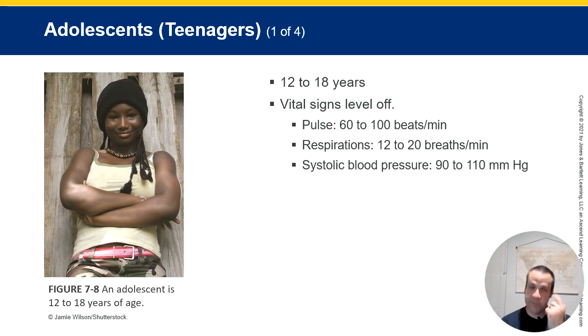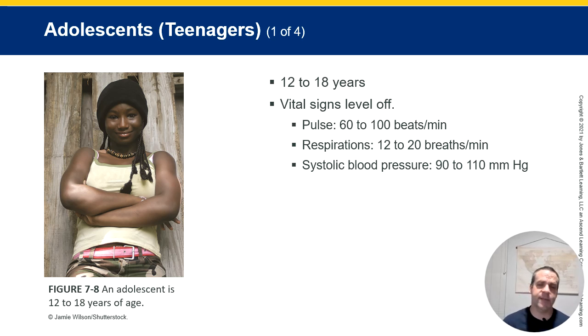So now let's move into adolescence, okay? Or the teenagers, right? An adolescent or teenager is typically defined as 12 to 18 years of age. It's really one of the most complex and emotionally charged stages of development. So first, let's take a look at their vital signs, right? They begin to level out into adult ranges.